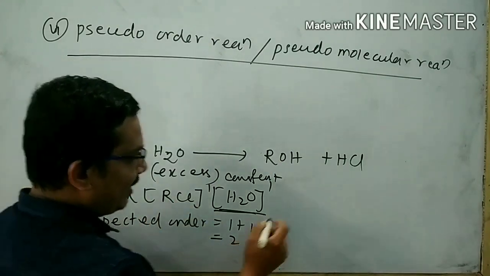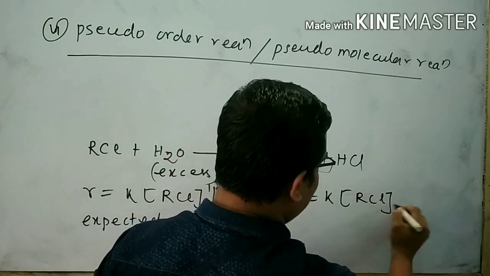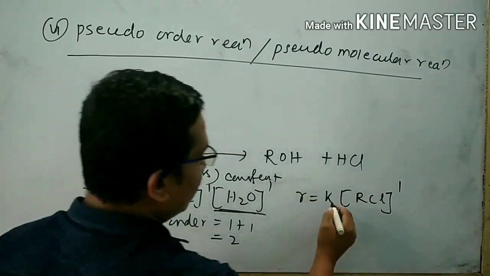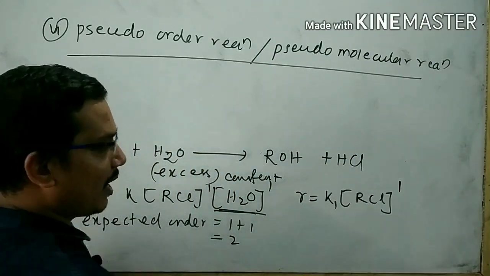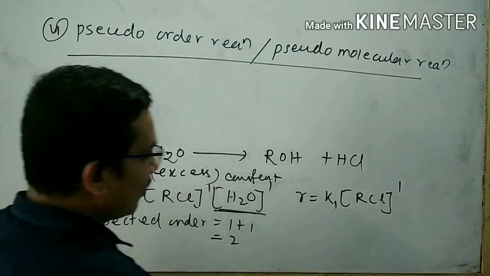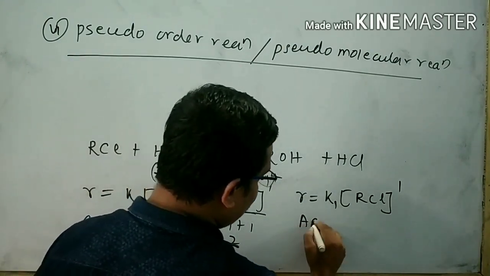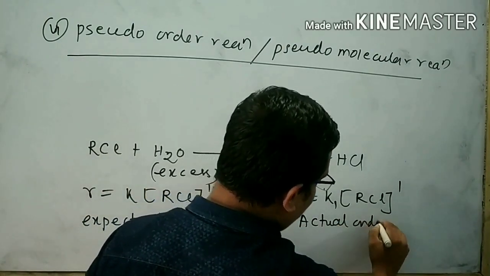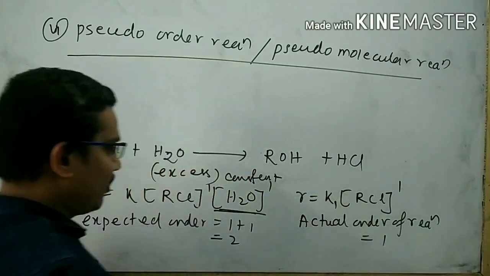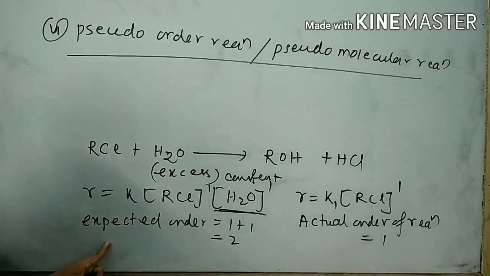So we can write R equals K into RCl power 1. You can write a new constant, suppose K1, and K1 equals K into this constant. Now I will find out the order of reaction. The actual order of reaction equals how much? 1. This is the actual order of reaction and this is the expected order of reaction.